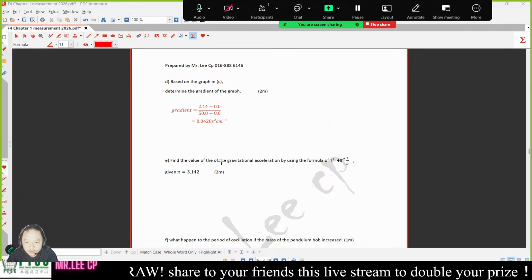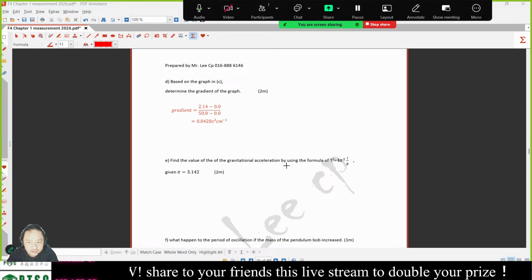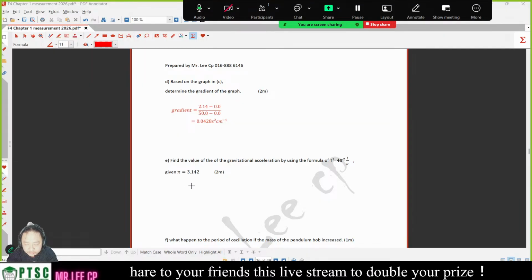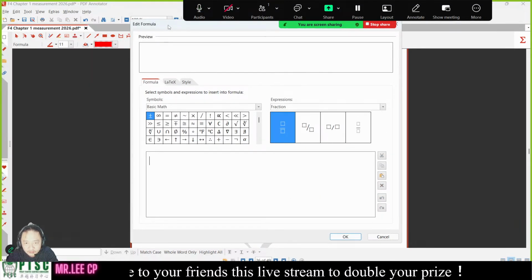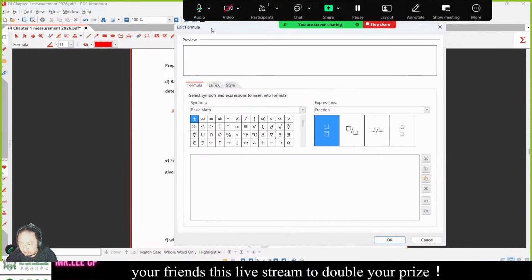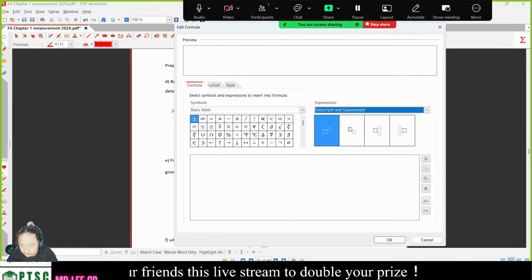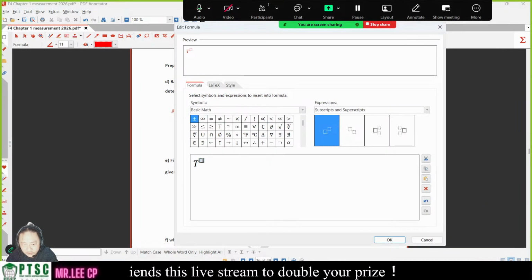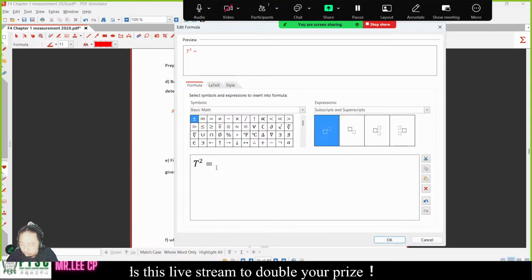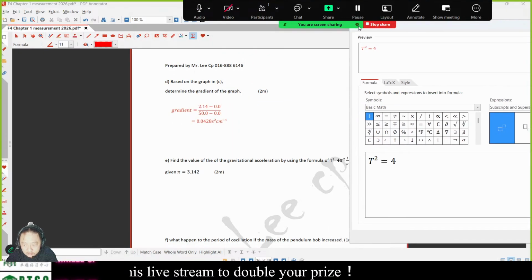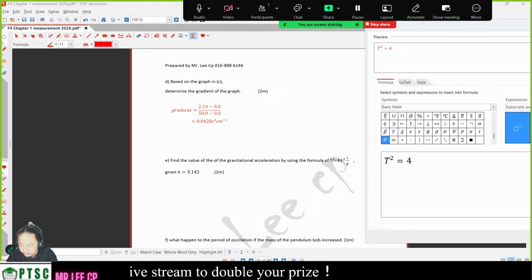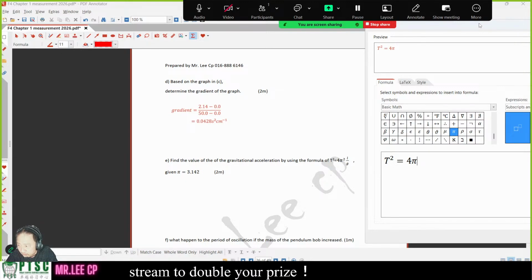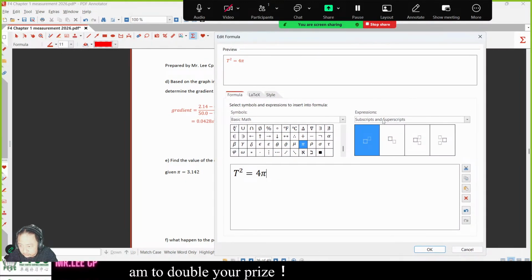Okay, so I am going to find the value of gravitational acceleration. I copy the question first: T square is equal to 4 pi square L over g.